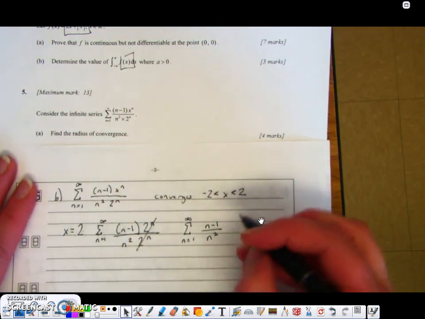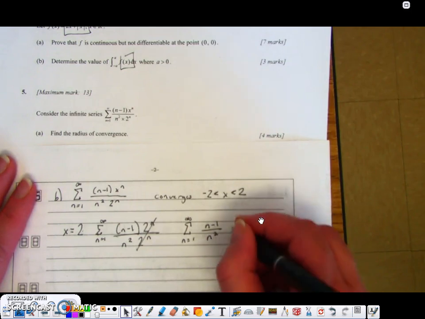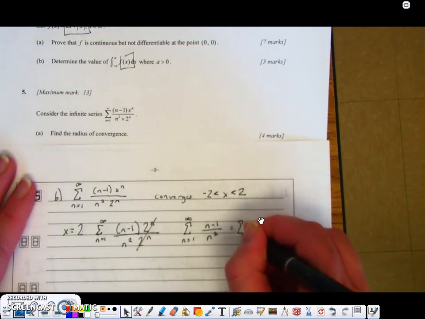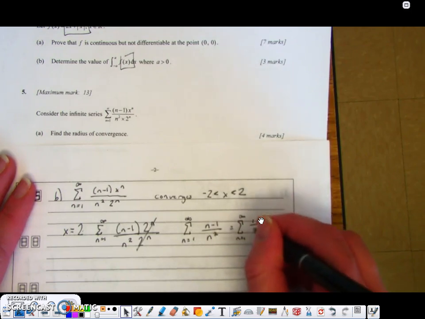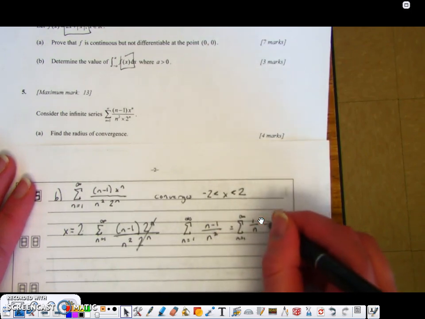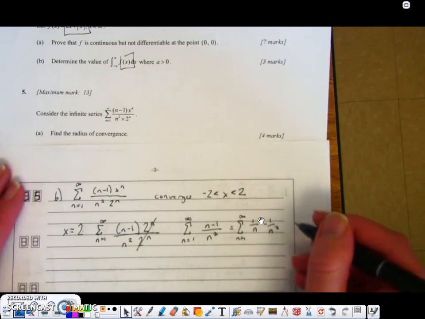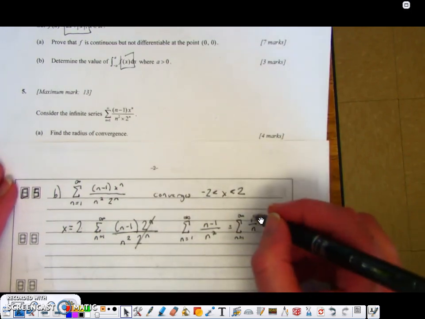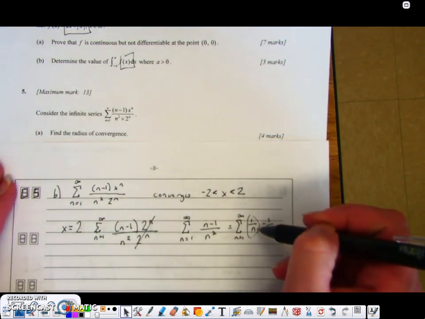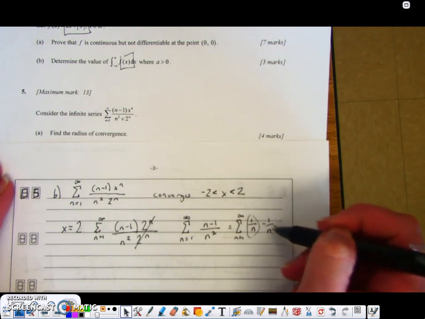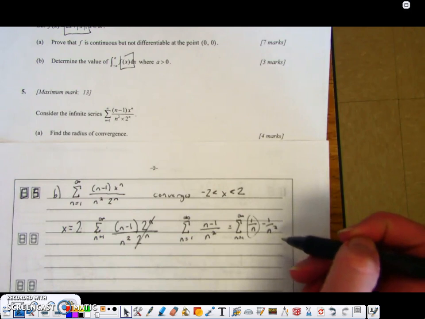I could look at this as the summation from n equals 1 to infinity of n over n squared, which is 1 over n, minus 1 over n squared. That would be one way to look at it. We know about 1 over n: it is a p-series with p equal to 1, and it diverges. So if I'm subtracting something from it, then I'm smaller than something that diverges, which tells me nothing.